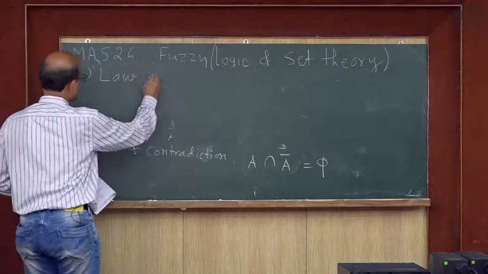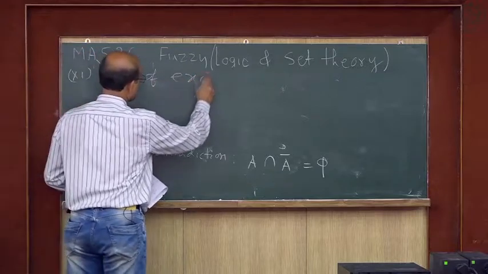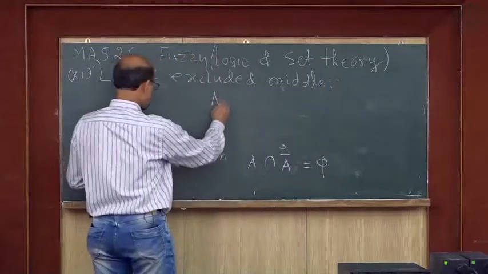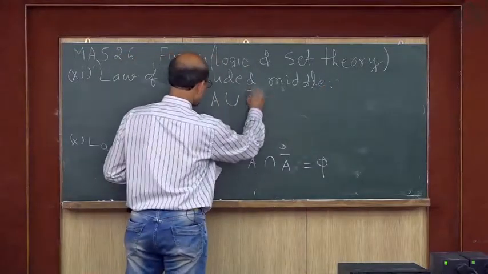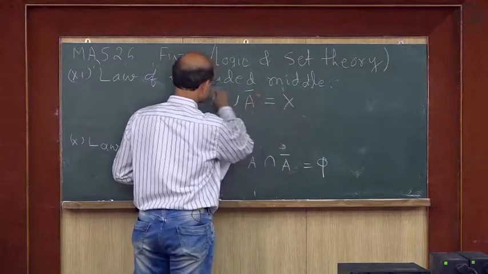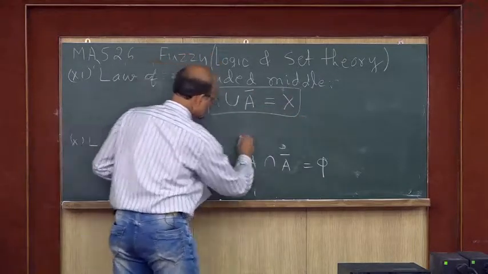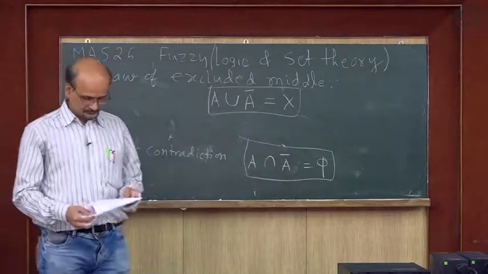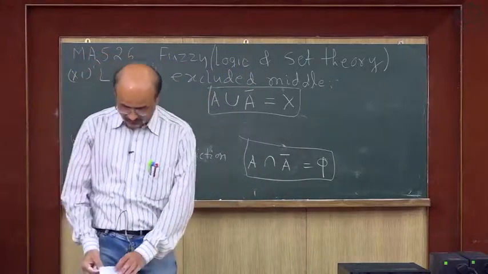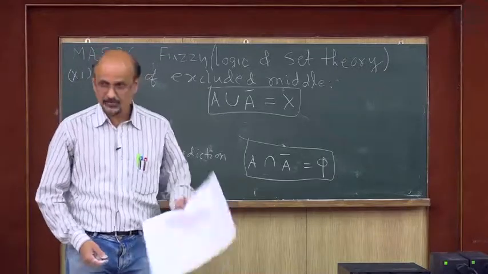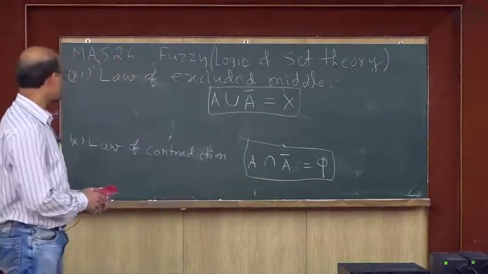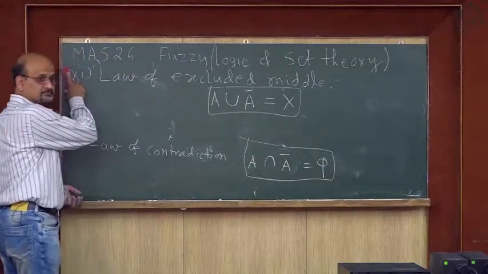Law of excluded middle. Here it is A union A complement is equal to X. So, these two are very important in fuzzy set theory. Law of excluded middle, A union A complement is X. Okay. Now, I hope you also know about convex sets.